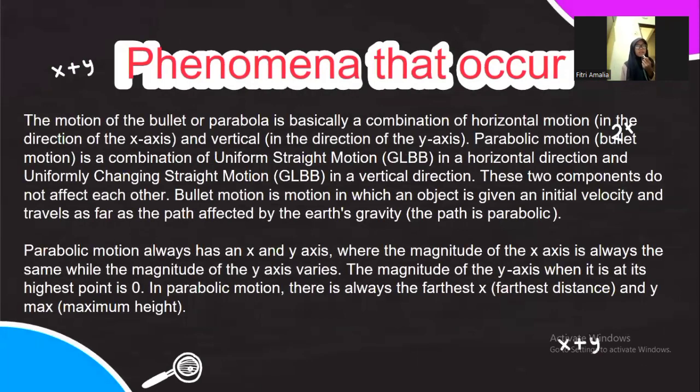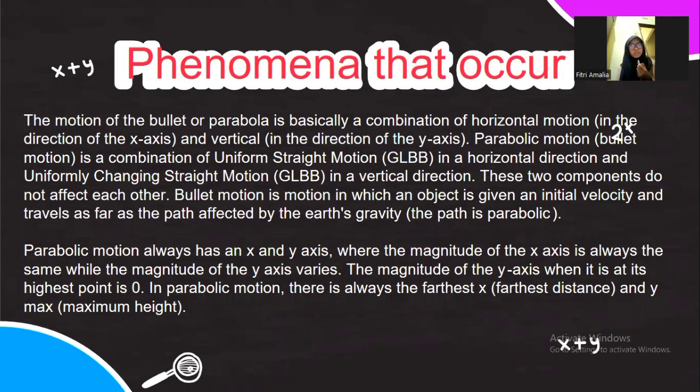The next is the phenomena that occur. The motion of the bullets, or parabola, is basically a combination of horizontal motion, in the direction of the x-axis, and vertical motion, in the direction of the y-axis. Parabolic motion or bullet motion is a combination of uniform straight motion or GLB in a horizontal direction and uniformly changing straight motion or GLBB in a vertical direction. These two components do not affect each other.